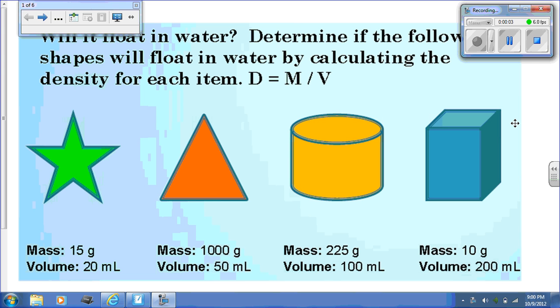I'm going to go over the answers to the study guide. Each shape is given the mass and the volume. Density equals mass divided by volume. So for the star, it'd be 15 divided by 20. For the triangle, it'd be 1,000 divided by 50. For the cylinder, it would be 225 divided by 100. And this one would be 10 divided by 200.